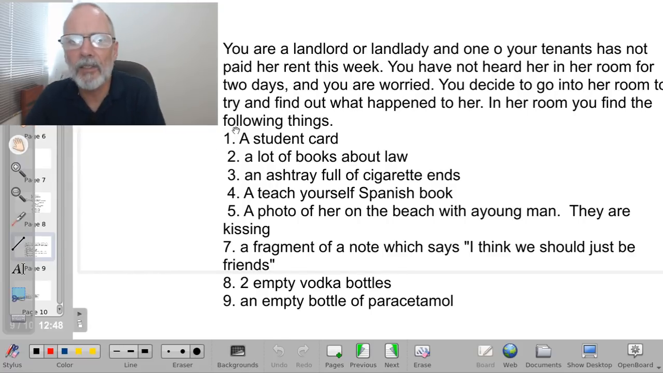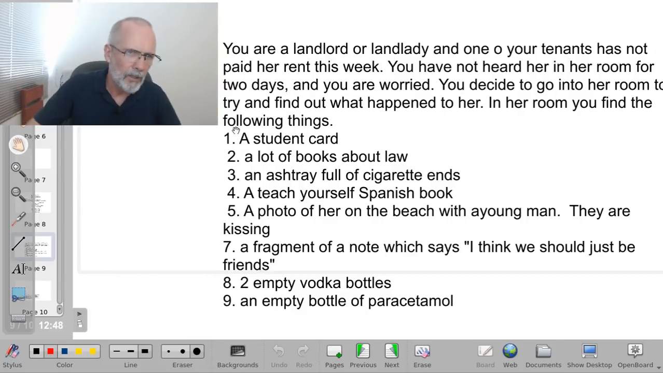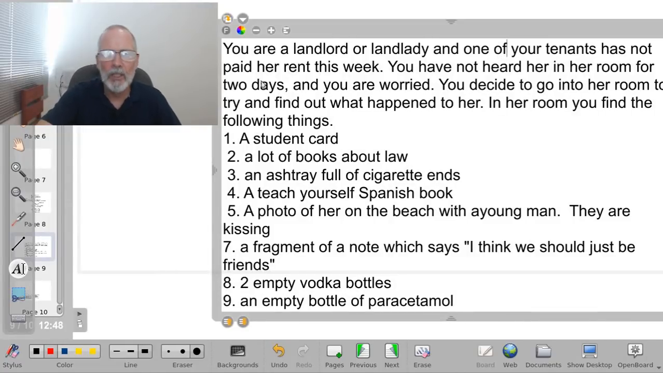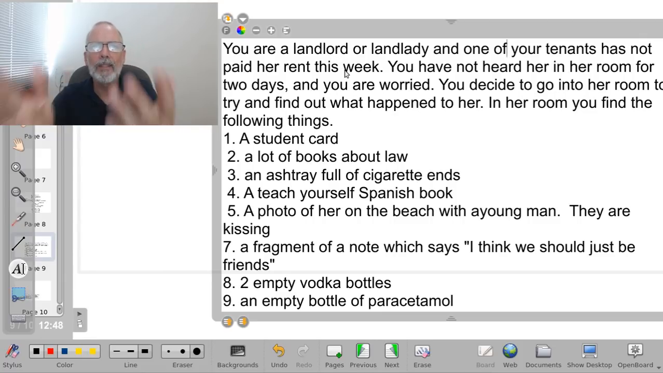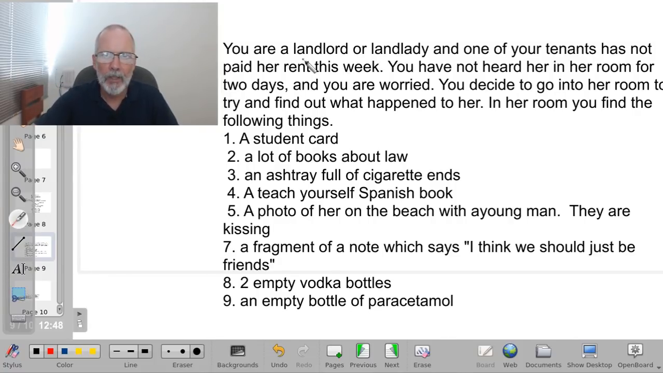So here I have a text. Let me read this text to you and then we're gonna try and make some assumptions about a person. You are a landlord or a landlady and one of your tenants has not paid her rent this week. You are a landlord or a landlady. A landlord is a person who rents a property, a man who rents a property.